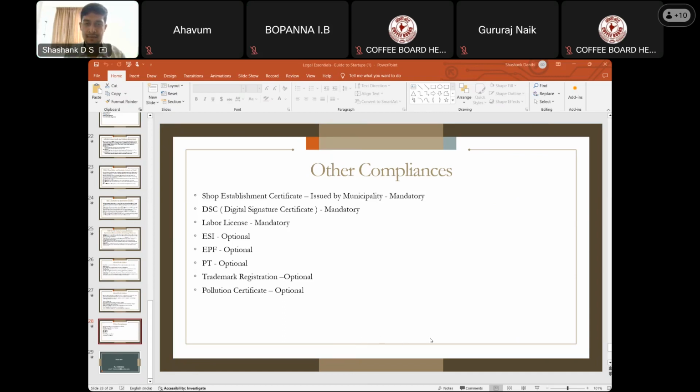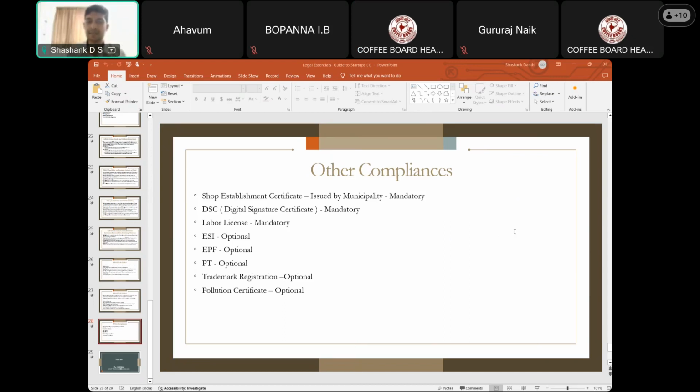Yeah, Shashank, there was one question earlier asked by one of the participants during the session. How does an OPC opt out of PF and ESI? That is over, that is the discussion we had just now. Yeah, Guru Raj Nayak asked a question, I think. When you were explaining the types of entities, how about OPC Private Limited? Yeah, it is one.